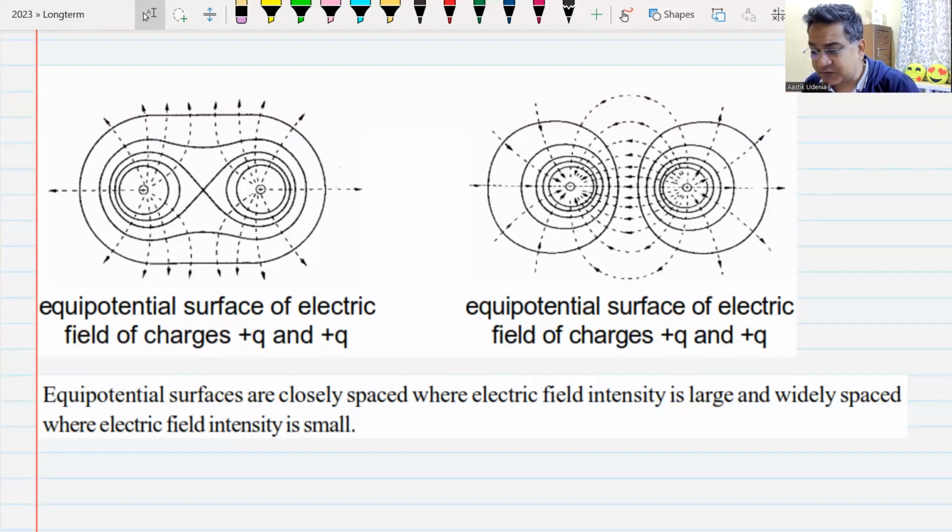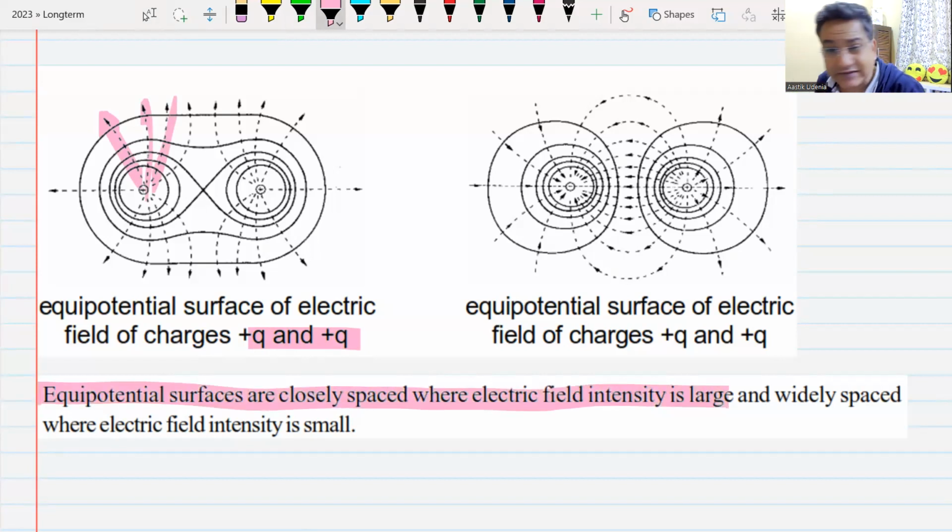These are the equipotential surfaces drawn for 2 positive charges. We had seen this diagram where we had drawn their electric field lines. Equipotential surfaces are perpendicular to them, as shown here. Equipotential surfaces are closely spaced where electric field intensity is large. So it is same as electric field lines: if electric field lines are dense, electric field intensity is more, and the number of equipotential surfaces would be more. You don't have to draw the equipotential surfaces, it's just for your understanding of how it looks.